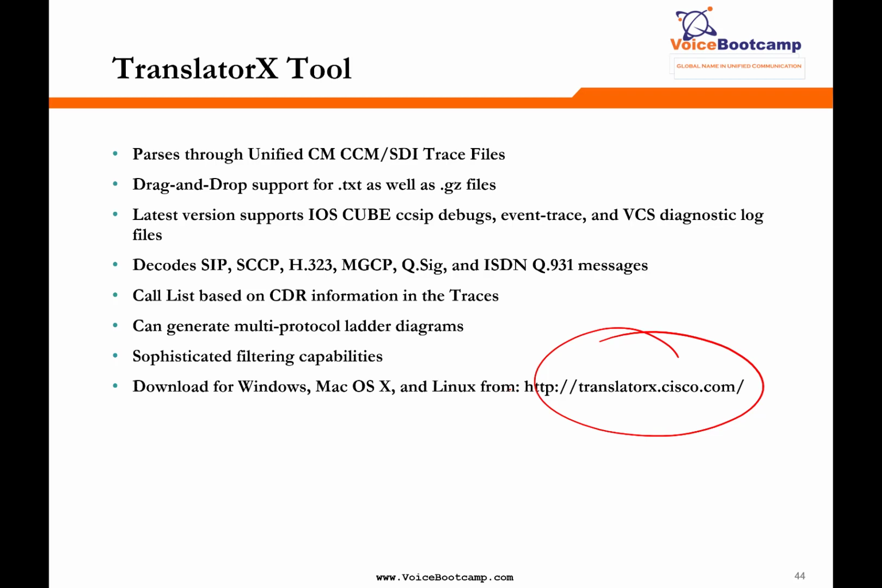The latest version supports CUBE CCSIP debugs, event trace, VCS diagnostic log file as well. It allows you to decode SIP, H.323, MGCP, QSIG, and ISDN Q931 messages. TranslatorX tool can be used to generate multi-protocol ladder diagram and provide sophisticated filtering capability.